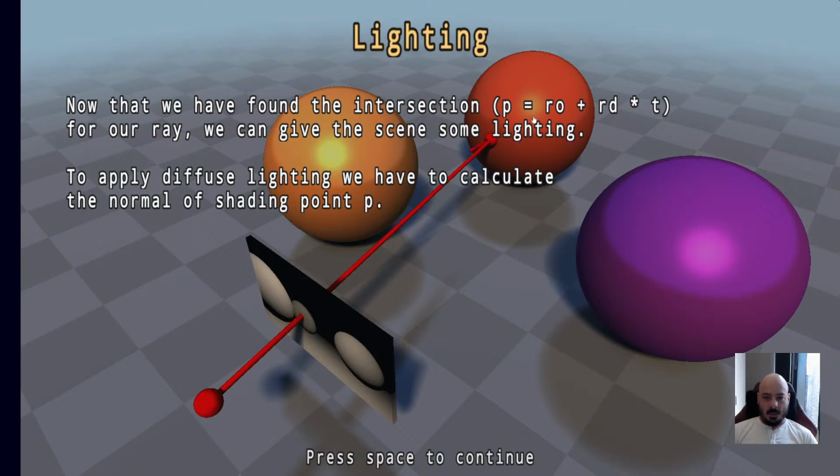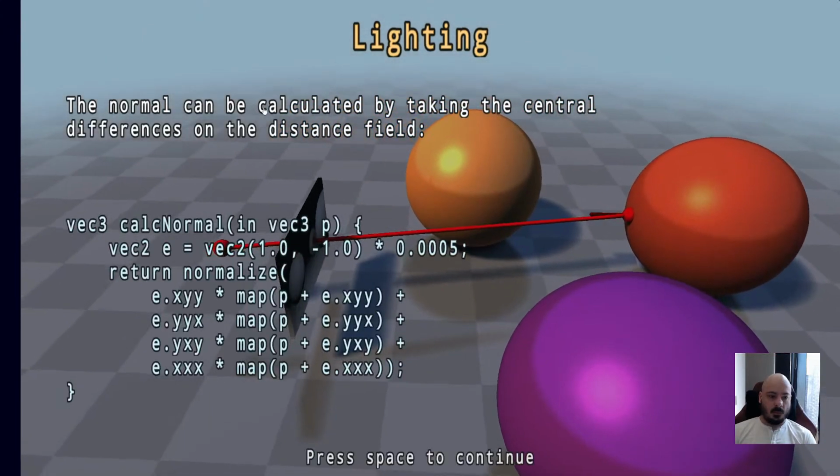Now that we've found the intersection P equals RO plus RD times T, for our ray we can give the scene some lighting. To apply diffuse lighting, we have to calculate the normal of shading point P. To calculate the normal, we can take the central differences on the distance field. Okay, I suppose we shall do this.